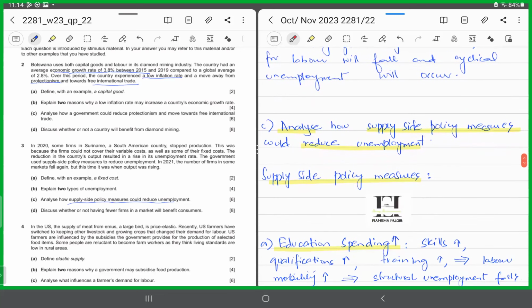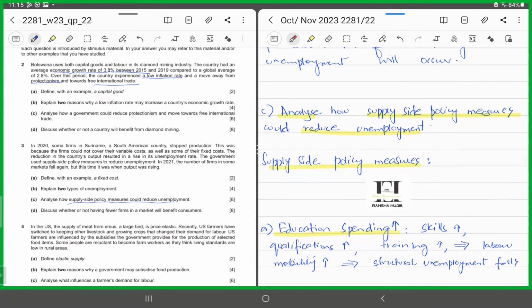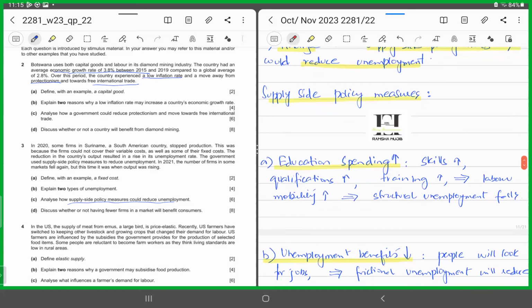Part C says, analyze how supply-side policy measures could reduce unemployment. Now, the type of any supply-side tool you are going to pick, you are going to say how that supply-side policy measure is going to actually cater the type of unemployment being measured, right? So what sort of unemployment is each supply-side policy catering to, is aiming at? That's the question here. So there are multiple supply-side policy measures. We all know first what are supply-side policy measures. Supply-side policies aim to boost a country's productive potential, or aim to boost the productive potential of the economy.